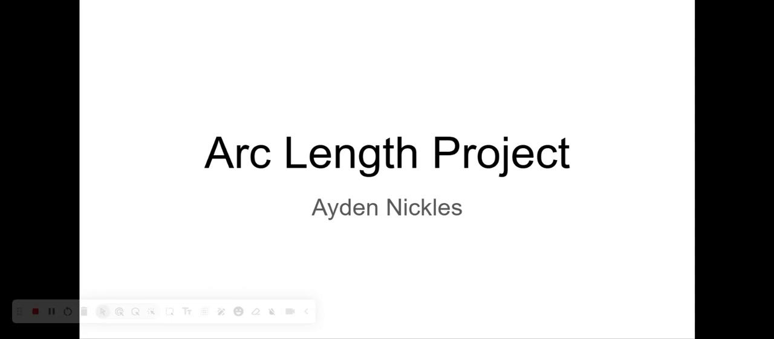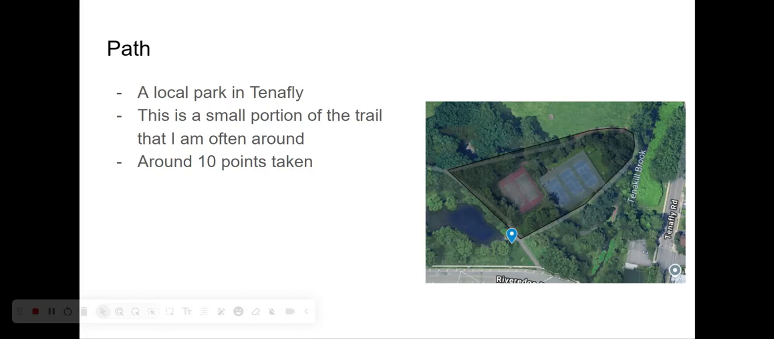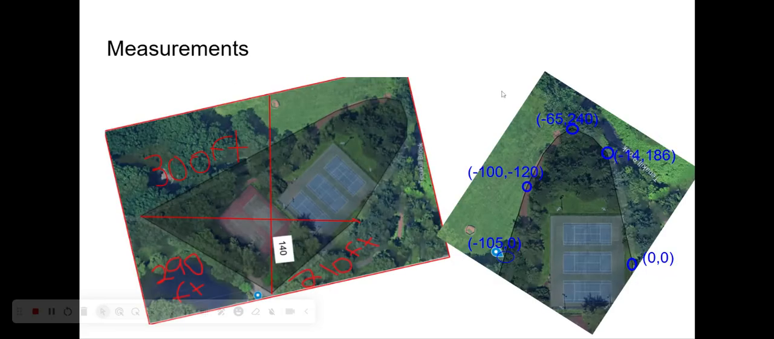My name is Aiden, and this is my arc length project. So the path I chose is around a local park in Tenafly. This isn't the entire park, but it's along a pathway that I'm at most often when I'm in town or when I'm working a shift for the ambulance. So I took around 10 points with this path.